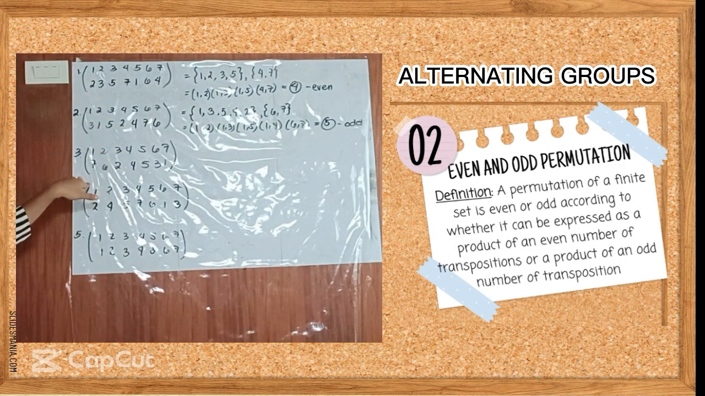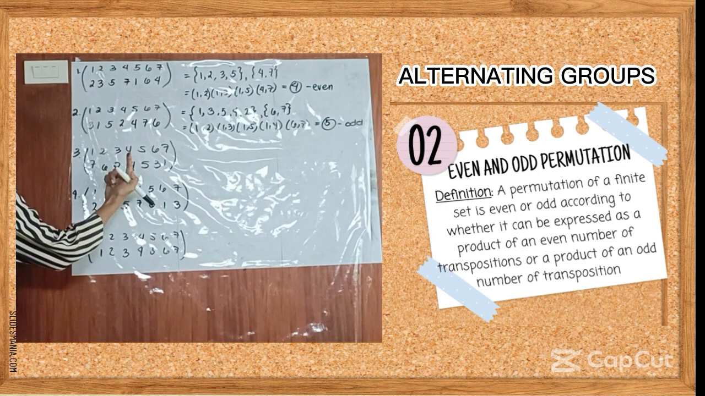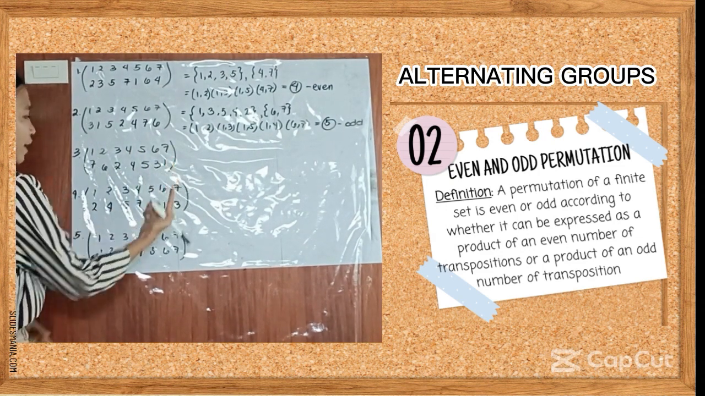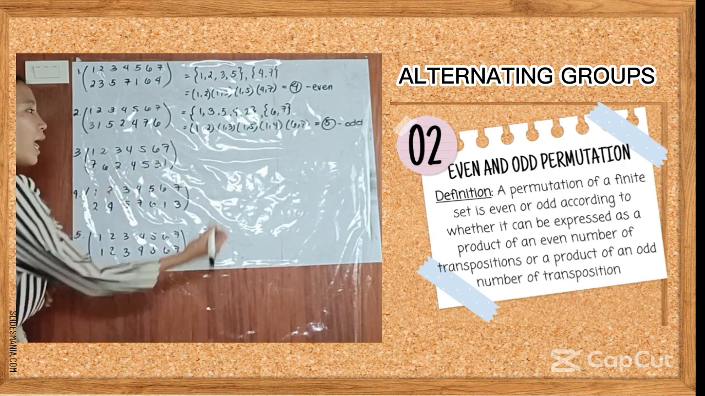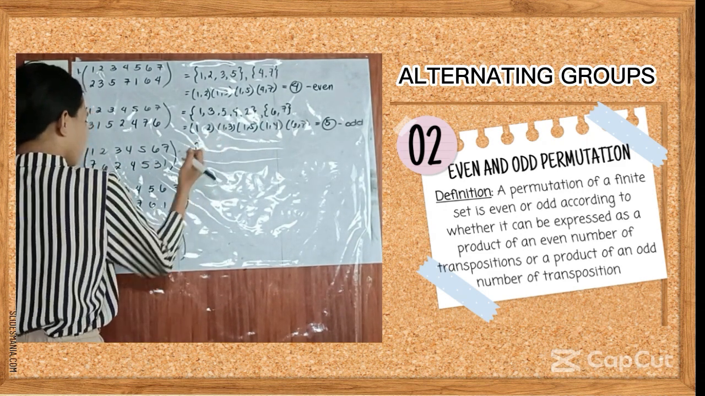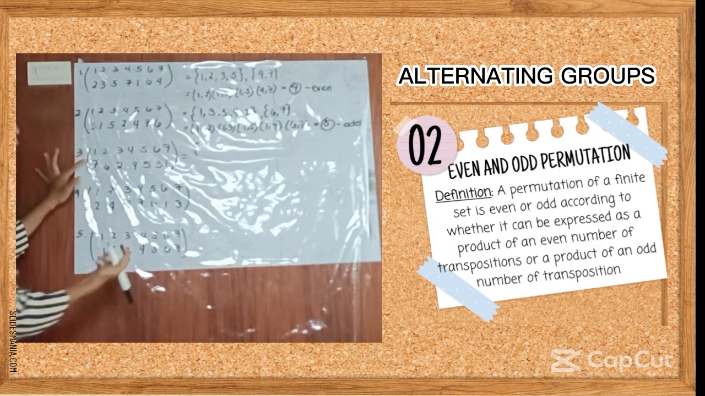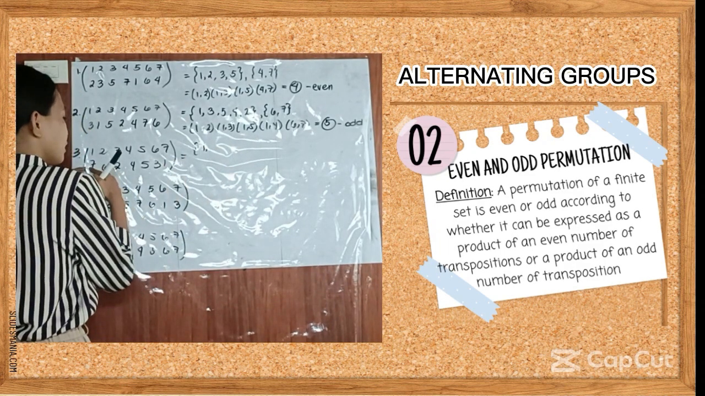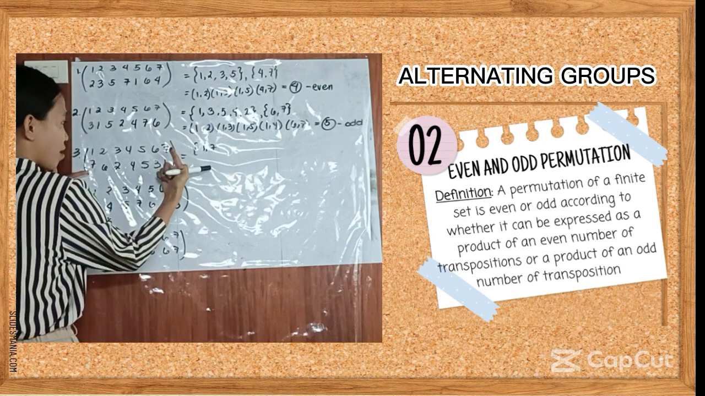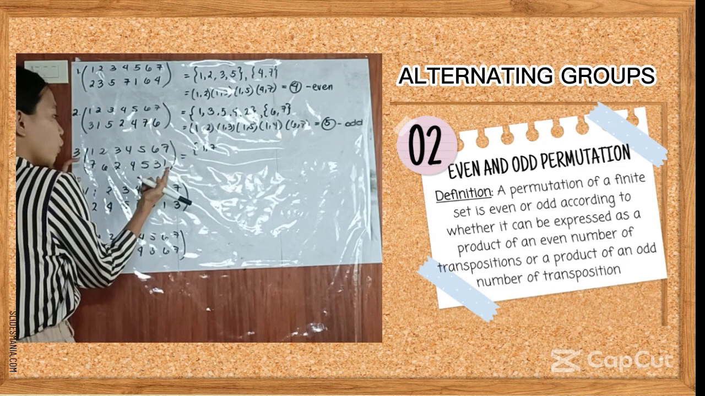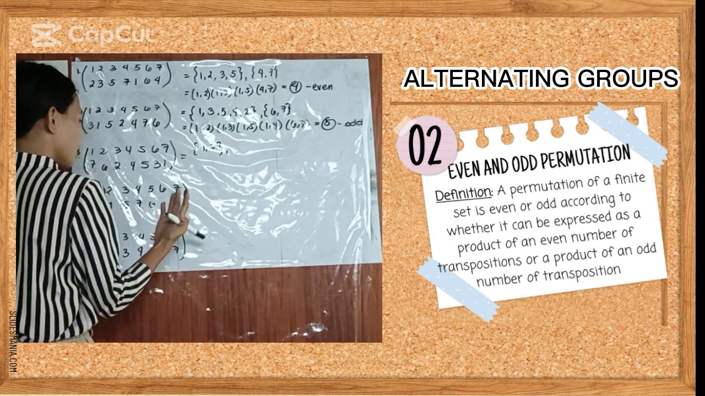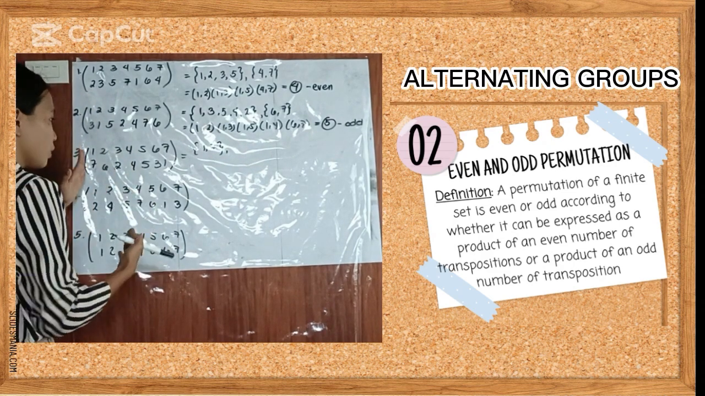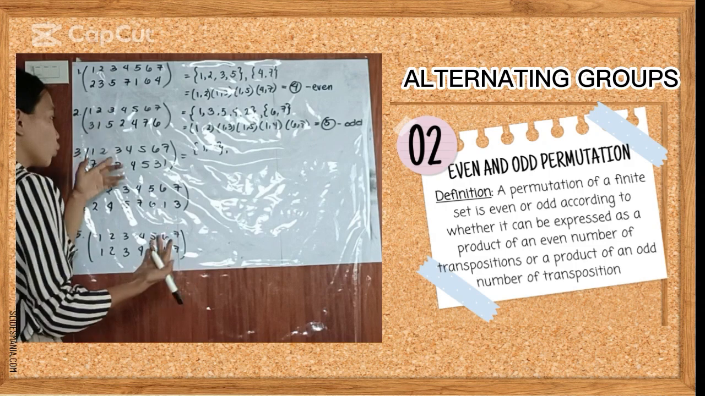Next, let's have an example. We have 1, 2, 3, 4, 5, 6, 7 over 7, 6, 2, 4, 5, 3, 1. Let's list again. Let's start with 1. We have 1, 7. Let's go to 7 and we have 1. It's going back to 1. So let's stop there. Since we are already done with 1 and 7, let's proceed to 2.